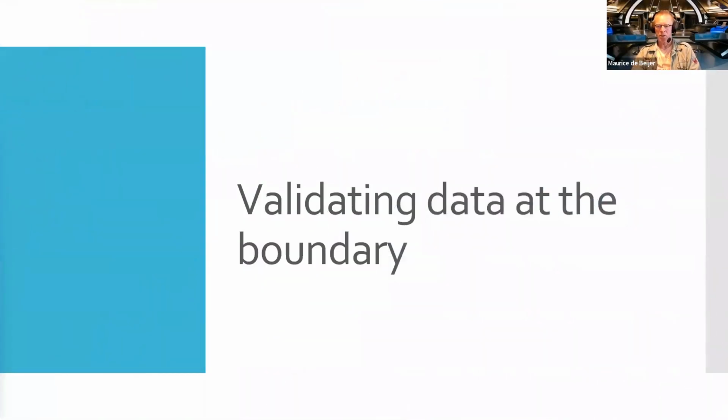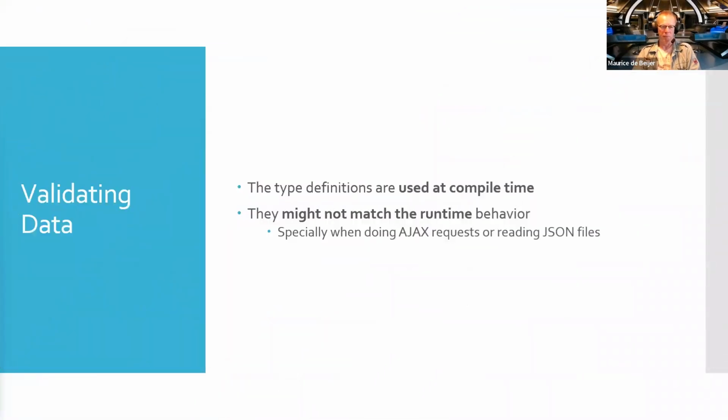So the next step, we're going to validate the data at the boundary. So what does validating data at the boundary mean? Well, lots of people validate input from users. You might ask a user for their address, then you'll check that the street is not empty, that their house number is filled in, zip code, city, that kind of thing.